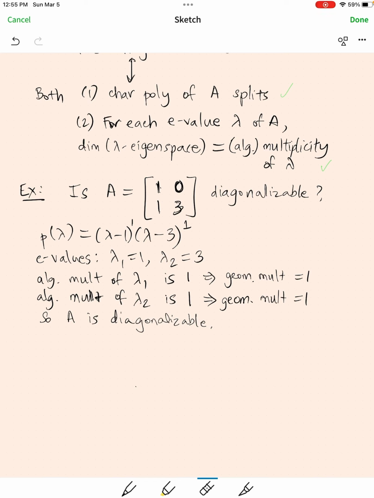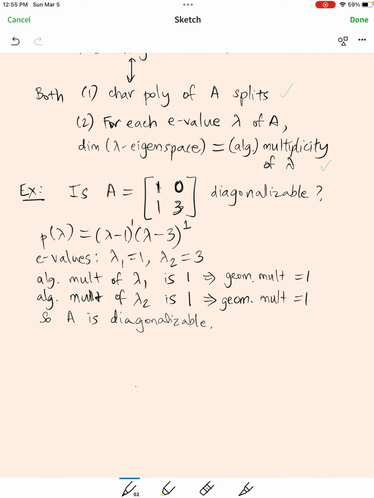Or you could have one eigenvalue. So if your 2 by 2 matrix has one distinct eigenvalue, so you have a repeated root, then the algebraic multiplicity is 2. And in order for A to be diagonalizable, the geometric multiplicity has to be 2. And the only way that can happen is if your matrix stretches the whole plane by that eigenvalue. So it would have to be a diagonal matrix.